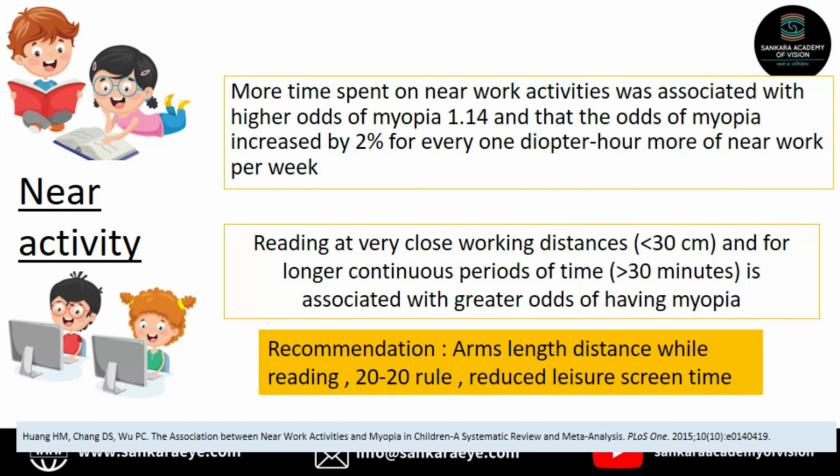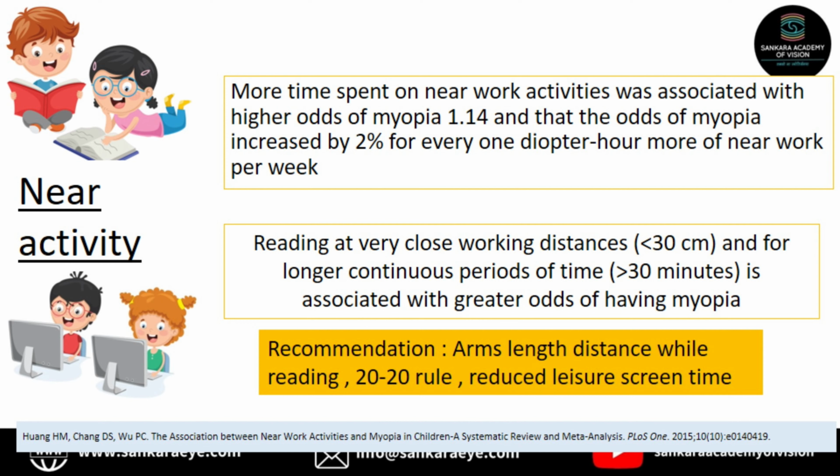So I think most of the parents are aware that mobiles or gadget usage are an important cause for the powers to develop. So when we say near activity, it is not just about gadgets. Anything that you do at near, which is less than 30 or 40 centimeters away, and constantly doing for 30 minutes in a day is what increases the risk of myopia. How much does it increase? It nearly increases up to 2% for every diopter hour of more near work.